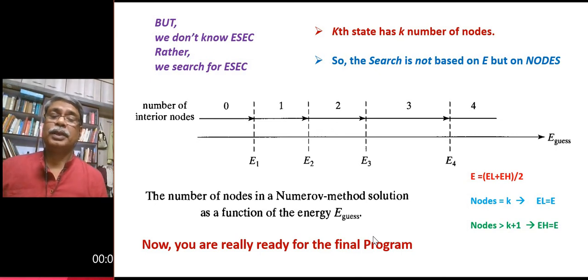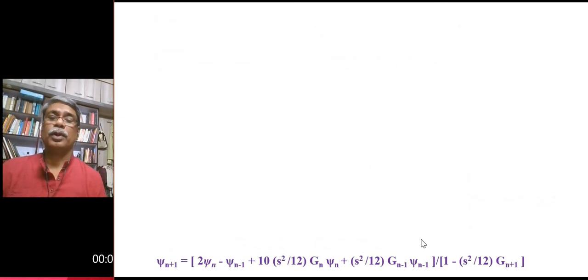So now we are really ready for the final program. The basic job is to translate this psi n plus 1 as a function of psi n and psi n minus 1, where s is the interval, g is, as you know, in terms of V and E, which you can express if you know the x only, and then psi n and psi n minus 1 are known. So you should be able to evaluate the left hand side psi n plus 1. Exactly that we are translating in this program.